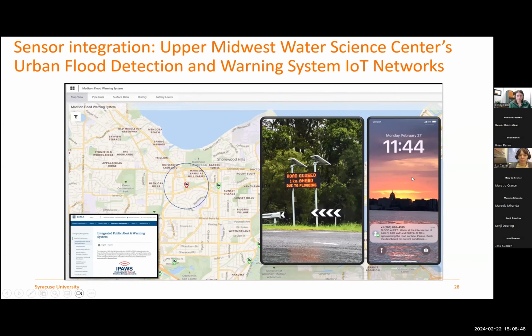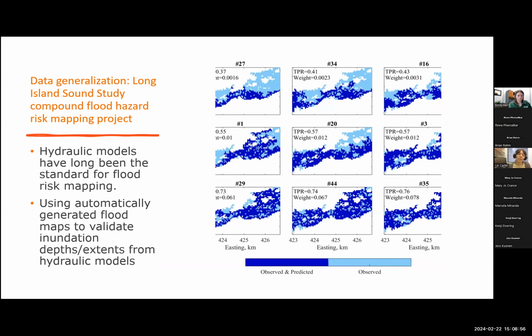So this is an upcoming project that we're pretty excited about, integrating with the Urban Flood Detection and Warning System IoT networks in the Upper Midwest. The other thing that's exciting about having an automatically generated flood map that's based on observations is we can start to validate the flood inundation maps that are being generated using other means.